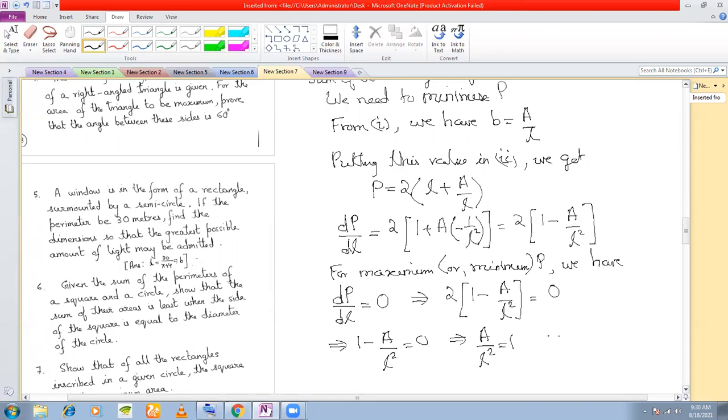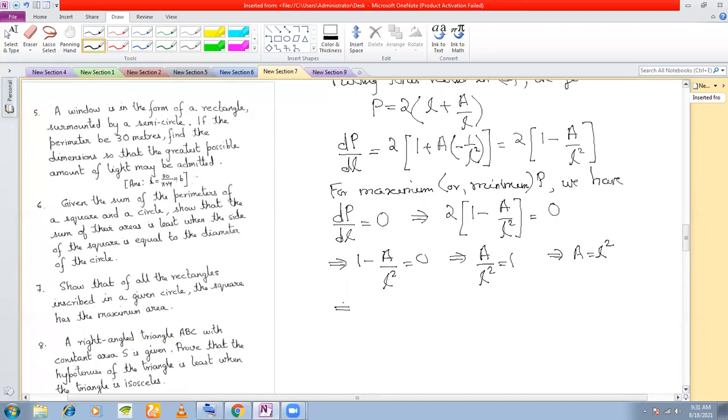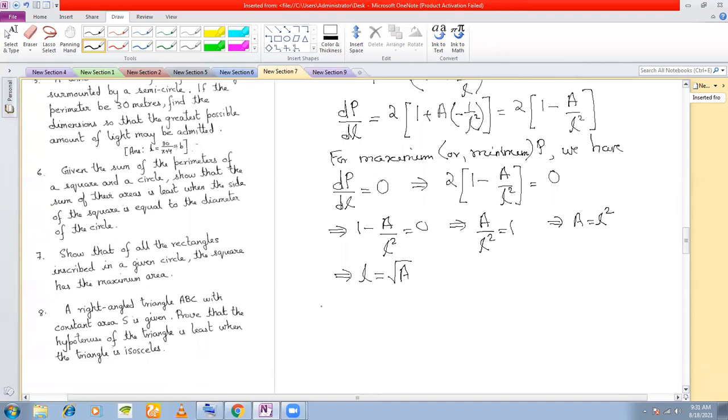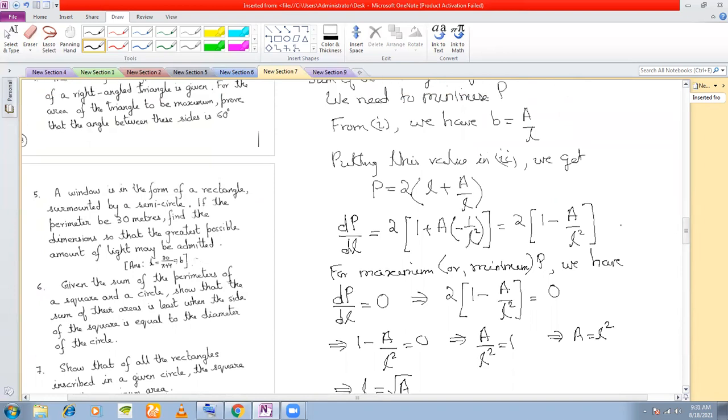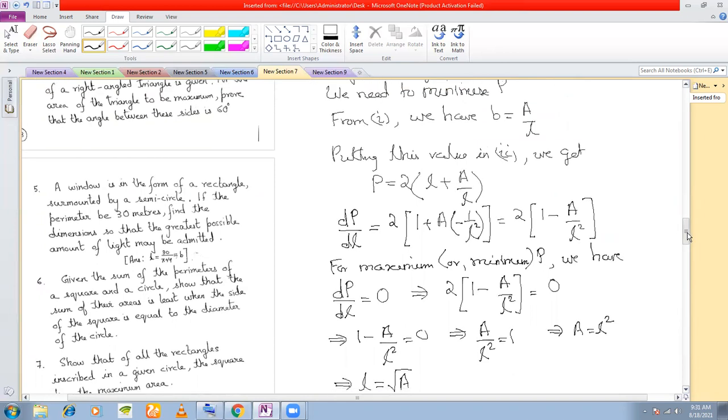That means you get a is equal to L square. Since we had assumed L is our variable, we'll find L in terms of a. So L is equal to square root of a. So at L is equal to root a, P can be minimum or maximum, right? Now we need to find out the second derivative.